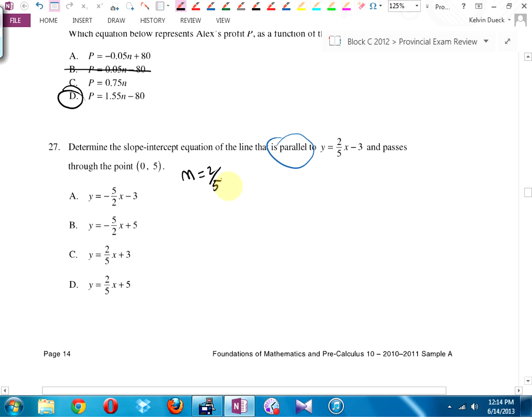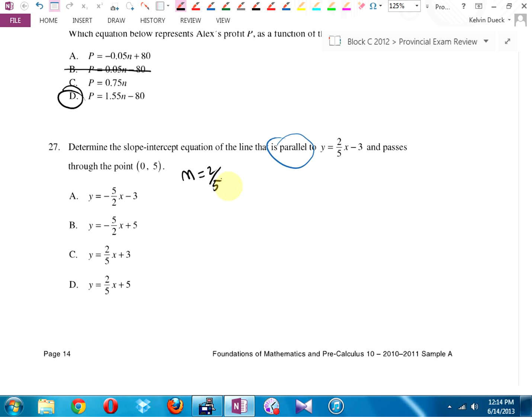Now, how can they change this? They could give you this equation in general form, having made it equal to 0. Well, then get the y by itself. They could give you the equation in slope-point form, like on your formula. The slope is still there where the letter m is in front of the bracket. And if it was perpendicular, we wouldn't use a slope of 2/5. What would we use as our slope? Negative 5/2.